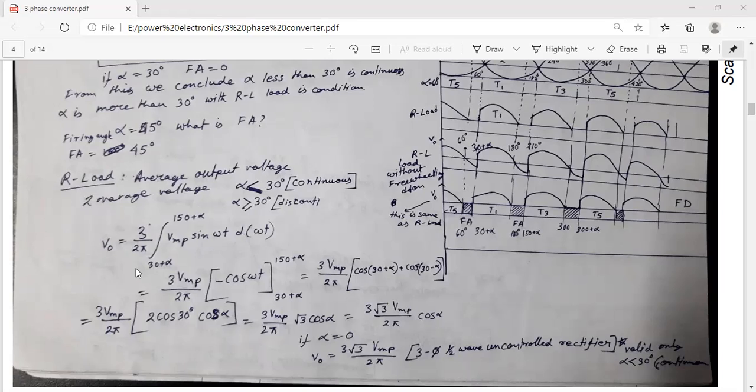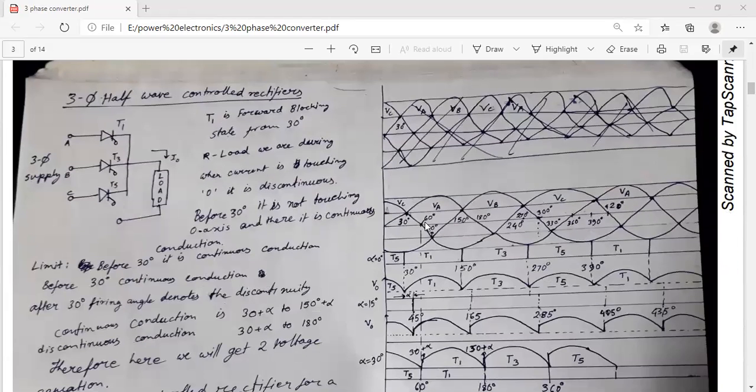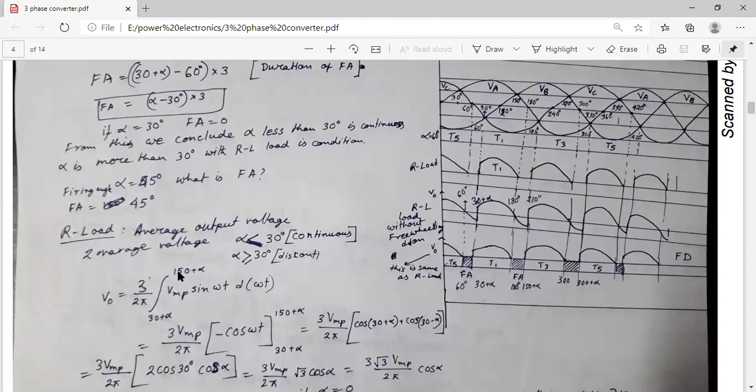So 1 by 2 pi by 3 should be equal to 3 by 2 pi, and the conduction is starting from 30 degree plus alpha. When alpha equals 0, it is like that. This is our diagram. Now from 30 plus alpha to 150 plus alpha, because if alpha equals 0, 30 plus 120 equals 150. So that is actually the conduction time period.